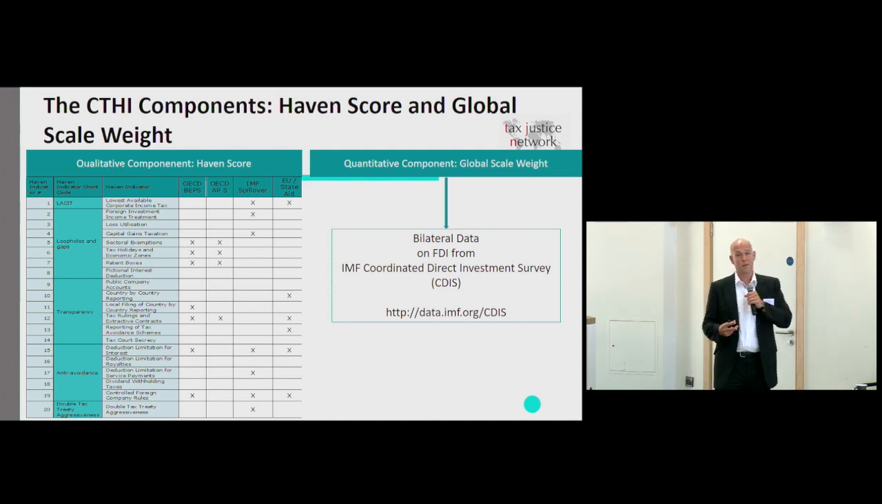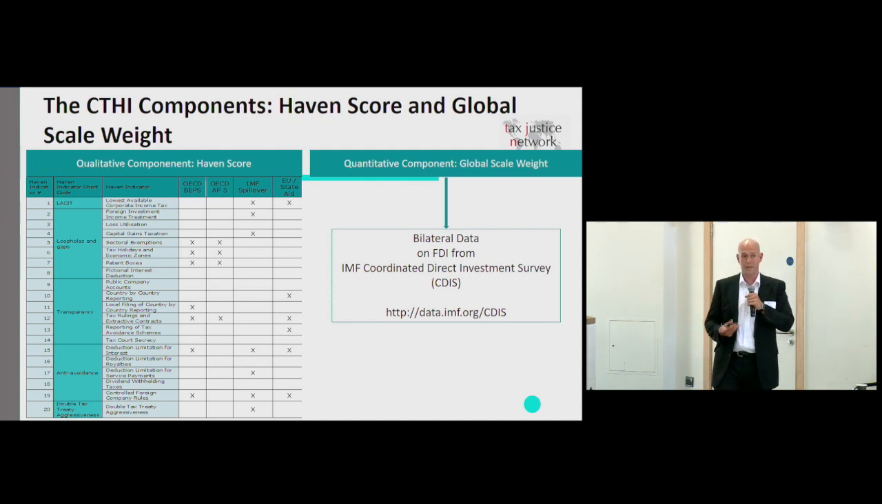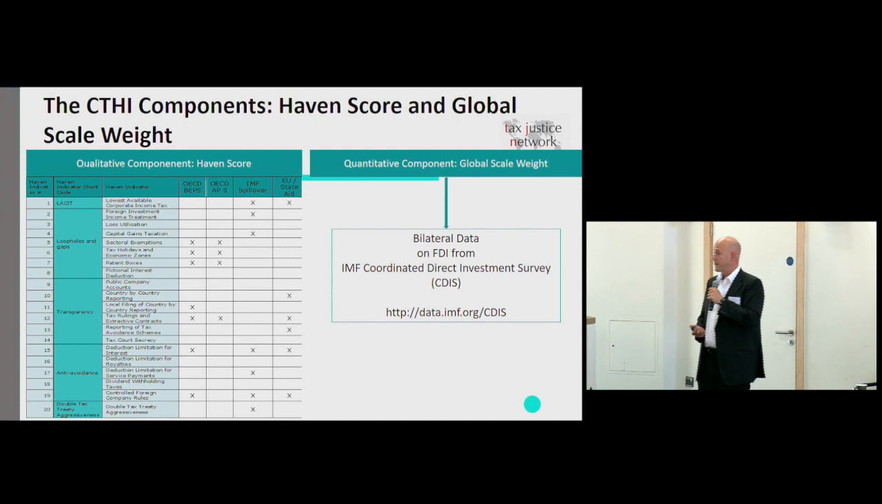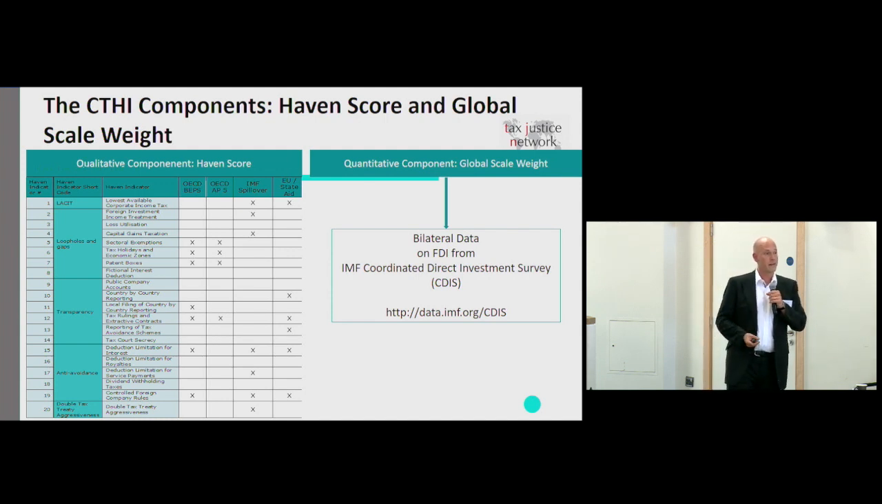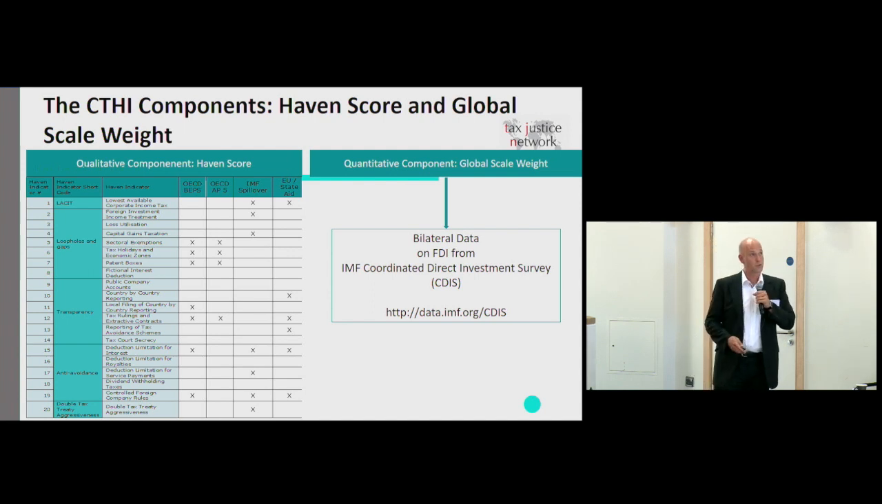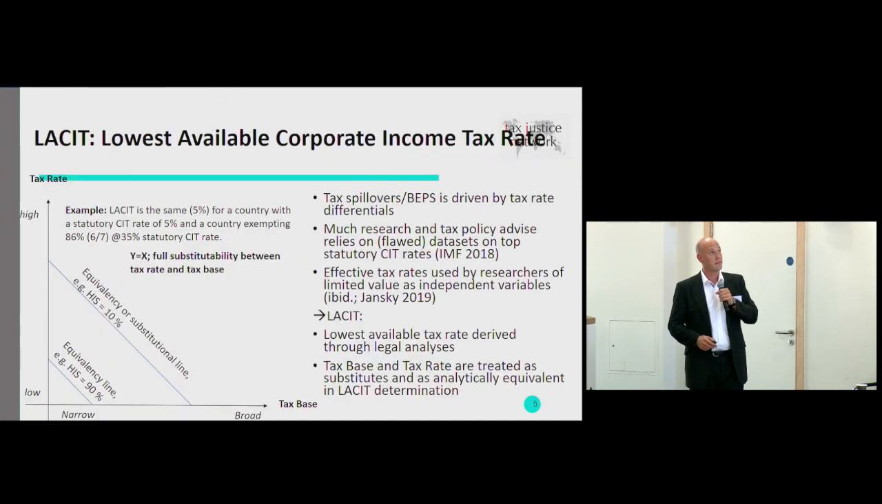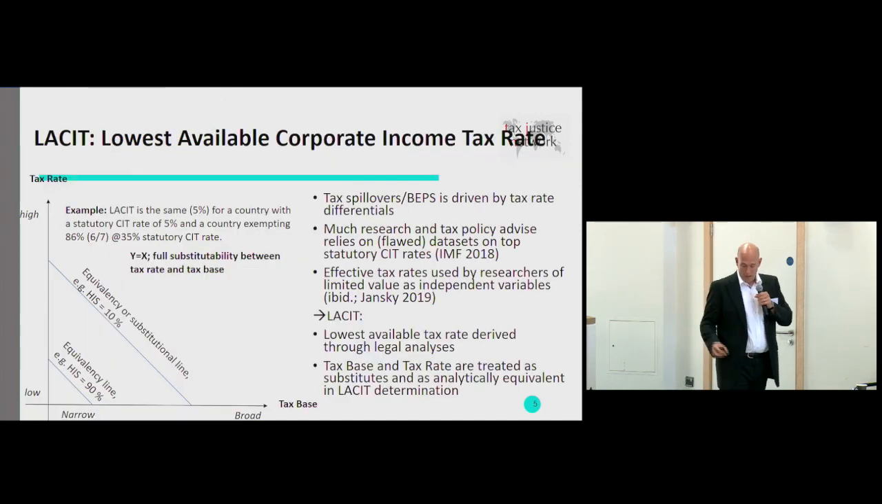This is combined then with a measure of extensity, how much a country is actually used by multinationals. As a proxy, we are using bilateral FDI stocks reported by the IMF. We construct a global total of that, and we use a country's share of the total as the Global Scale Weight. We combine those two datasets in the same way we combine the Financial Secrecy Index datasets, and we arrive at an overall ranking.